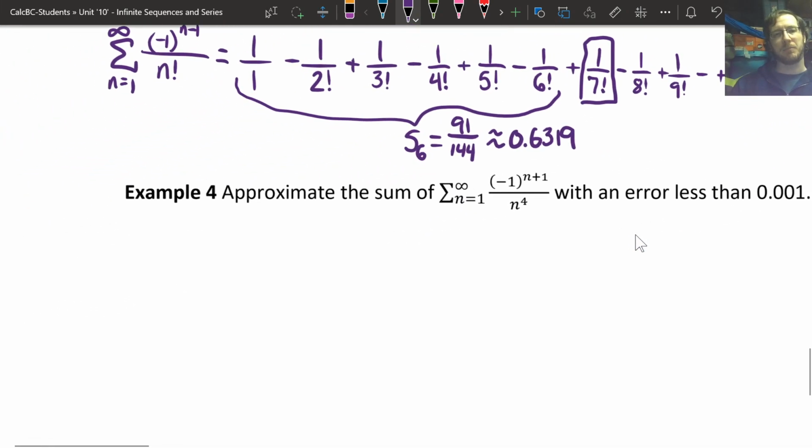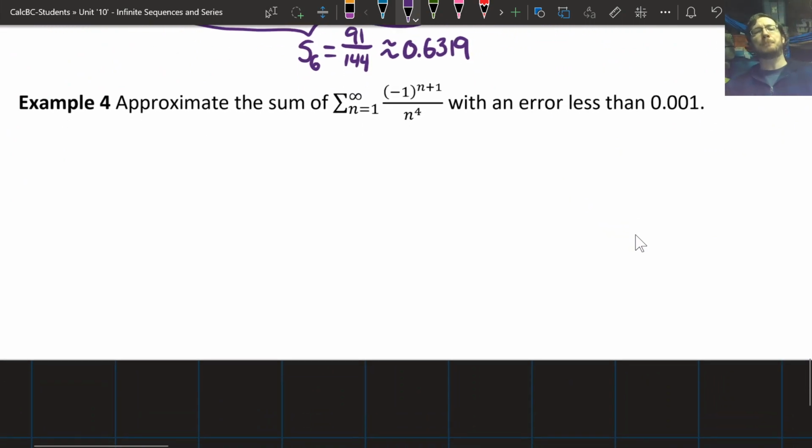Let's look at our last example. Example number 4 says approximate the sum of the infinite series of negative 1 to the n plus 1 over n to the 4th with an error less than 0.001, or one thousandth.